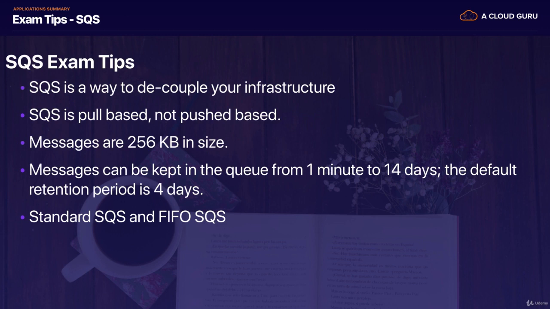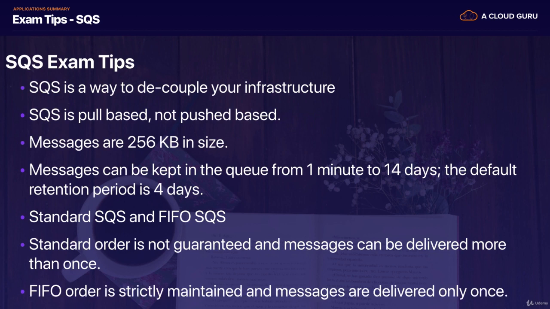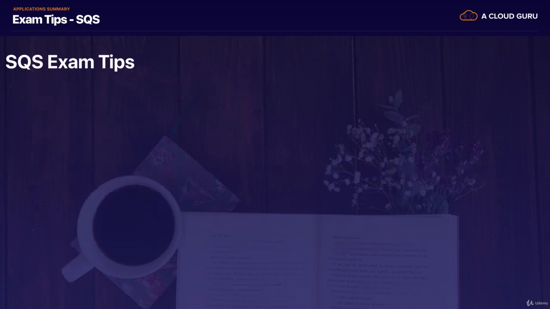Then just remember the two different types of SQS. We've got standard SQS and we've got FIFO SQS, and you have to understand the different use cases for them. With standard, order is not guaranteed and messages can be delivered more than once. With FIFO, order is strictly maintained and messages are delivered only once. So really remember that going into your exam. Remember the difference between standard and FIFO.